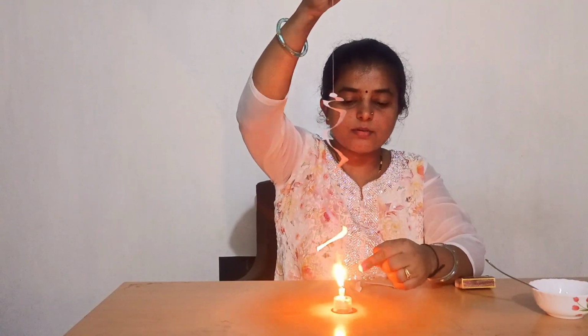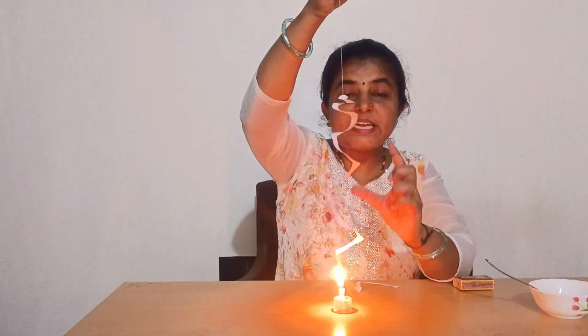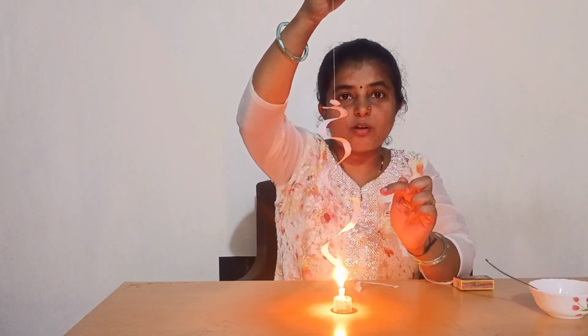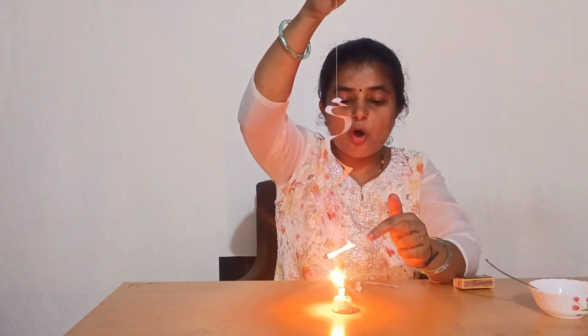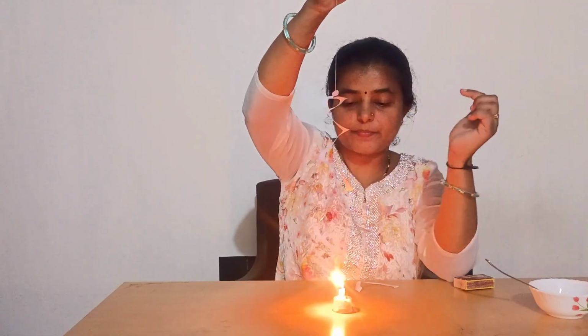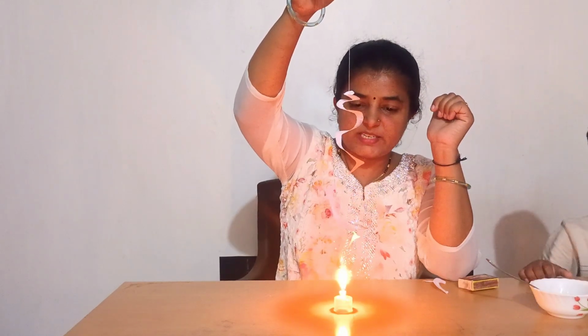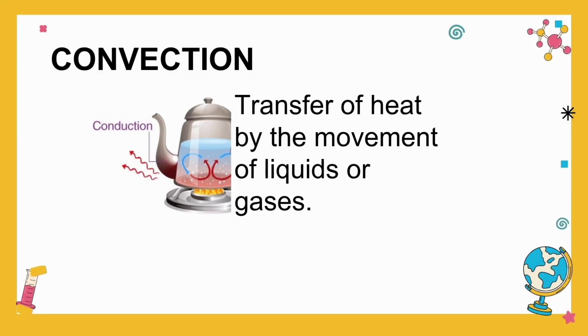See, the air particle just above the flame have been heated up, and hot air always rises up. So the hot air molecules are going upside, due to which there is motion created and spiral paper is spinning or rotating. So, the convection is the heat transfer by the movement of liquids or gases. Best example you can give is boiling water and sea breezes.